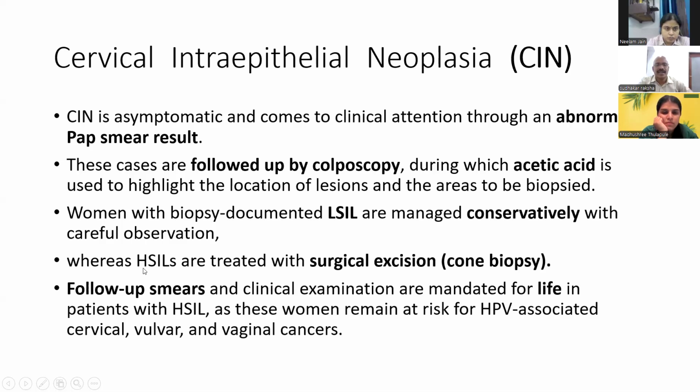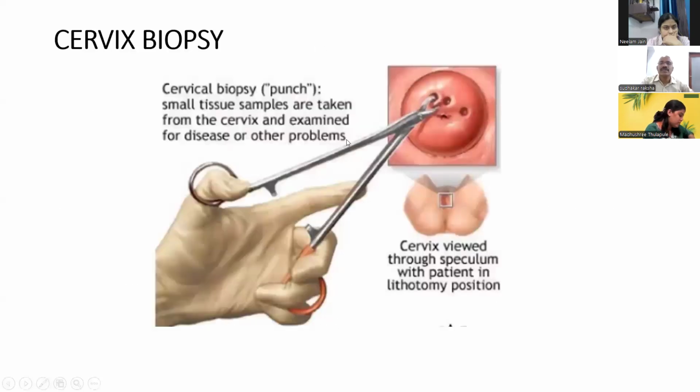So when HSIL is there, high-grade squamous intraepithelial lesion, then cone biopsy is done, wherever the abnormality is there, that part is biopsied and sent to the histopathology. And then again follow-up is done for life. HSIL people are always at risk of developing other cancers: cervical cancer, vulvar cancer, vaginal cancer. These cancers can develop. Biopsy means the part which is abnormal is taken with the help of scissors and sent to the histopathology lab.